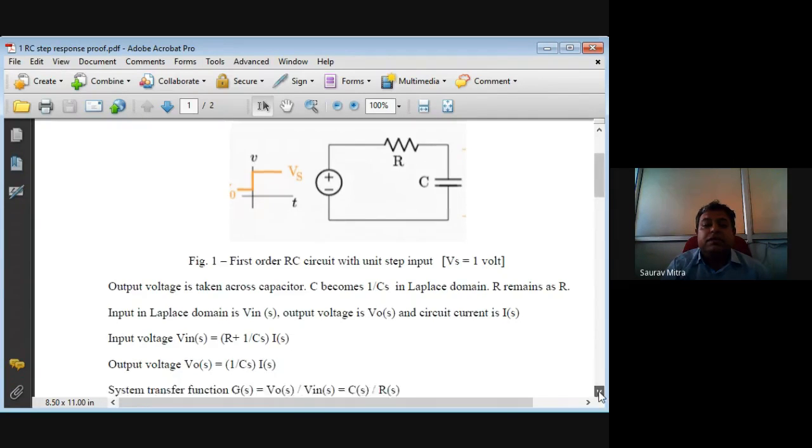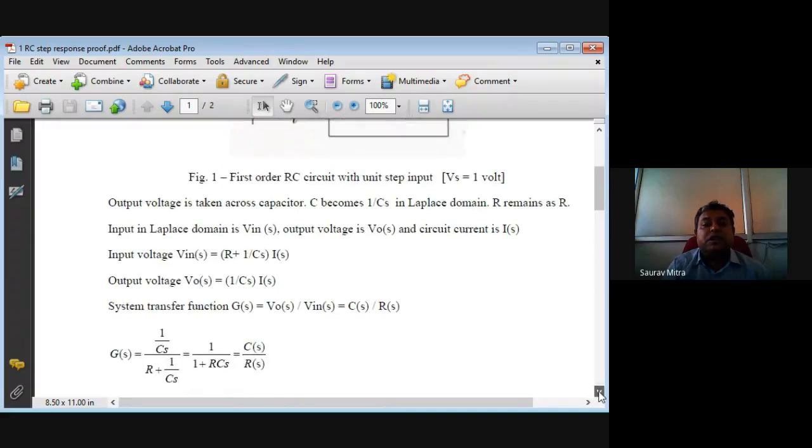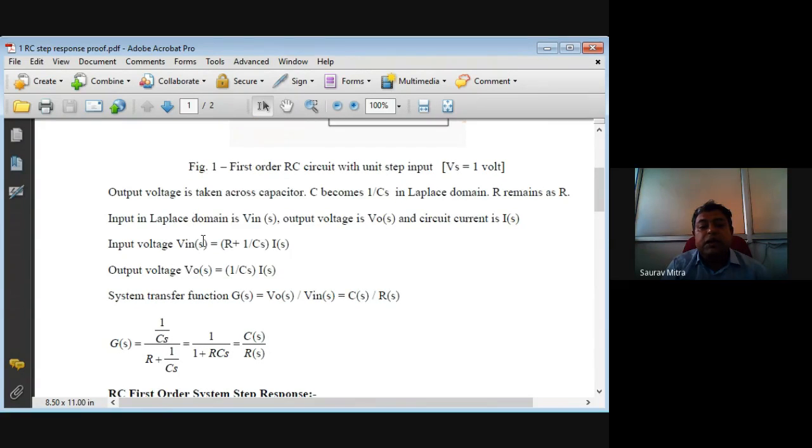Now what is transfer function? Transfer function is nothing but ratio of output VO divided by input Vin. So system transfer function G(s), or you can call it T(s). Generally G(s) we are calling as the forward gain, but don't get confused with the notations. Remember C(s) by R(s). Okay, so G(s), T(s), anything you can call. So C(s) by R(s), where C(s) is the output and R(s) is the input. C(s) by R(s) is Voutput(s) by Vinput(s).